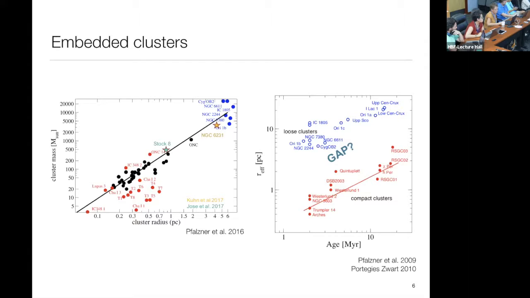In the case of clusters, and in particular of embedded clusters, you can have relations between cluster mass and cluster radius, and age and radius of the cluster. The sample is still limited, and the scatter in these relations is still large. You have gaps that we are still not sure really exist. And these plots, at the end, try to trace the galactic structure. So you also need a sample of clusters that have well-determined parameters.